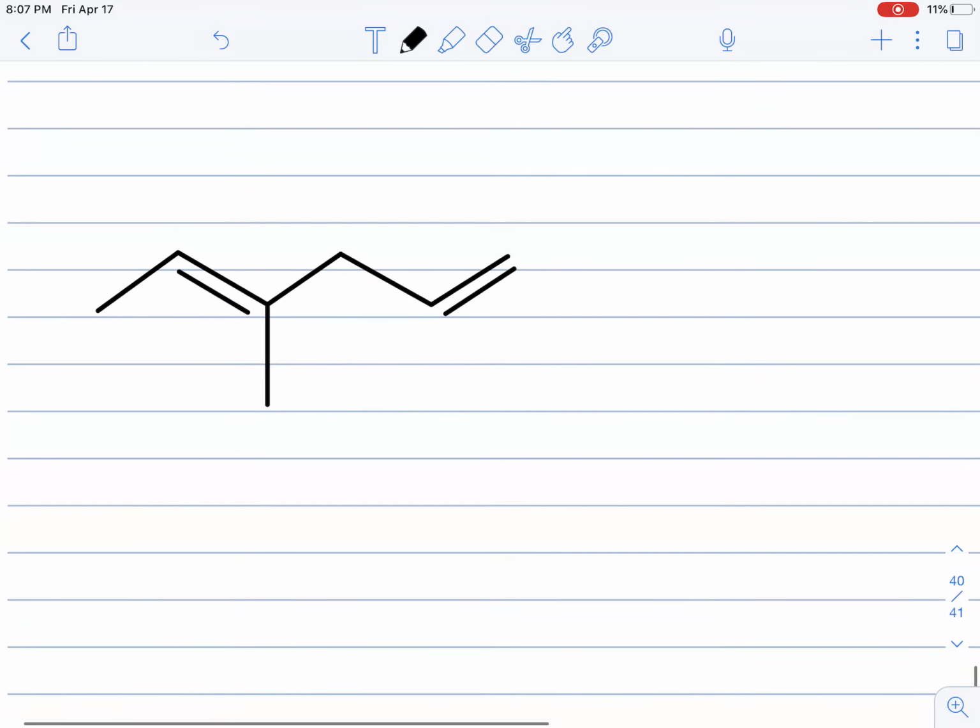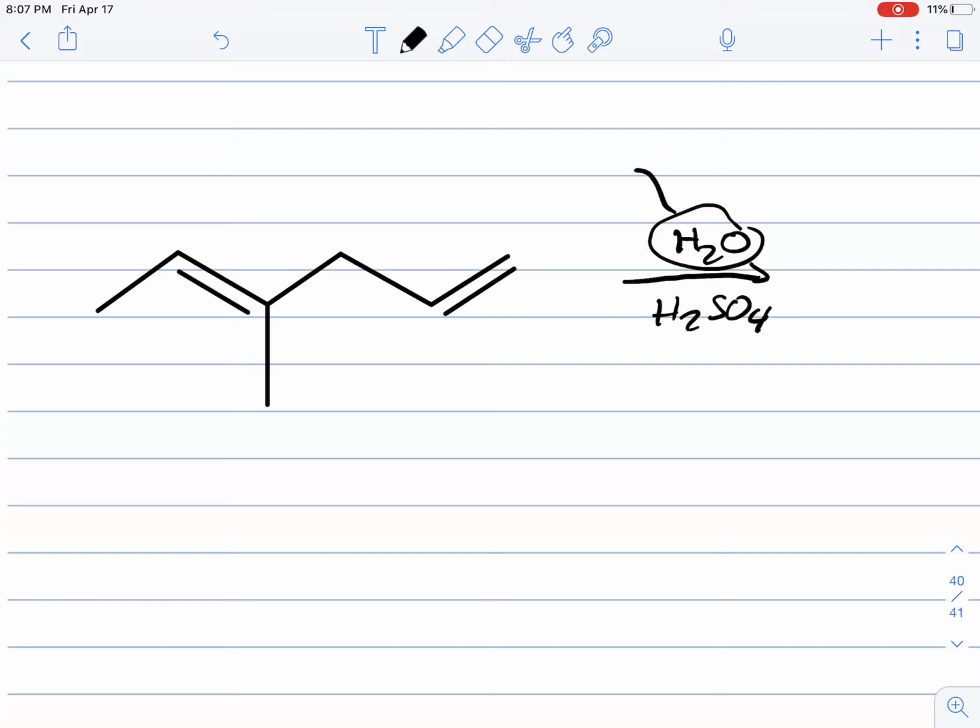So looking at this example, we're going to do another hydration reaction. So here we have H2O and H2SO4. And we're going to take this H2O and decompose it into H and OH. And we're always going to assume that we have excess, right? You imagine your reaction is aqueous, you have a whole bunch of water molecules in that beaker.